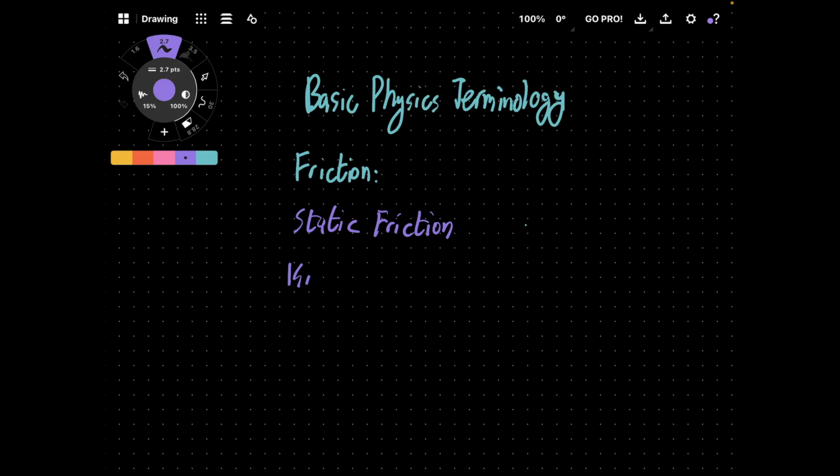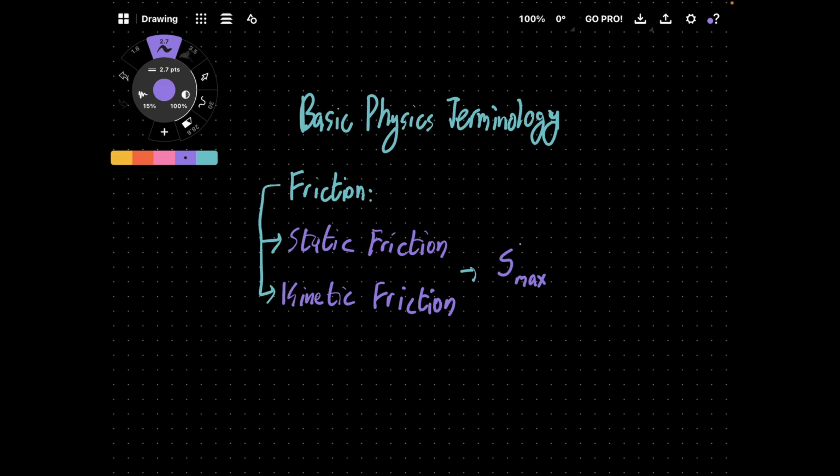The other is kinetic friction. Now, static and kinetic, we won't talk about the formulas over here, but overall, pretty much always, the maximum static friction, or we can represent that by force of friction, so we can say static, S maximum, is always greater than K, or the kinetic friction.